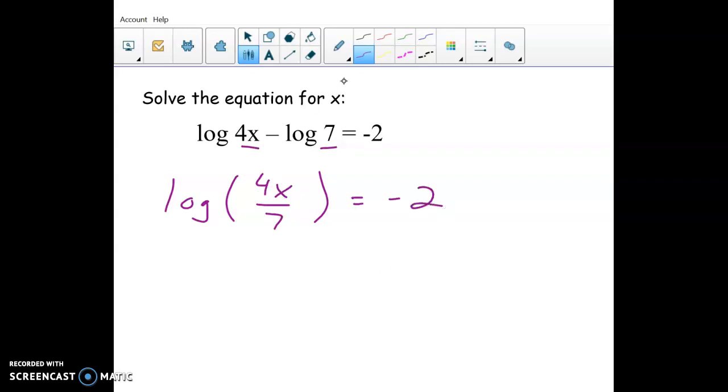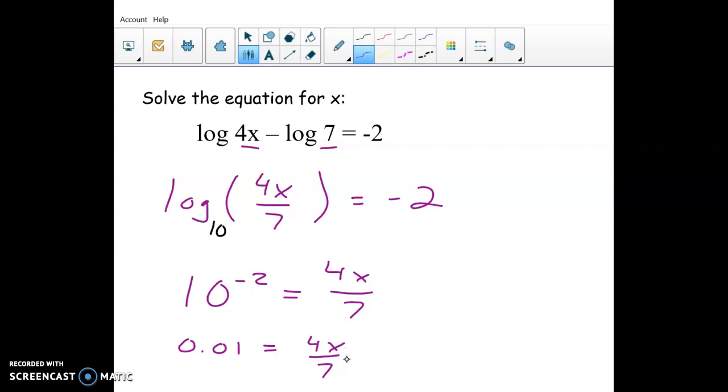Now that it's a single log, I'm going to switch forms. The base is again invisible 10. So when I switch forms, I'm going to have 10 to the negative 2 power, base and exponent, equals the value of 4x over 7. And 10 to the negative 2 is kind of weird, but you end up with 1/100th. If you need help with that, just type it in your calculator. It's like 1 over 10 squared, so it's like 1 over 100.